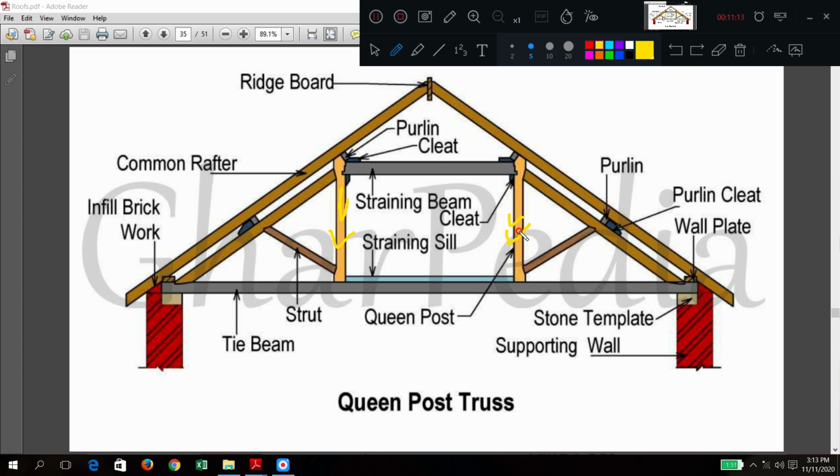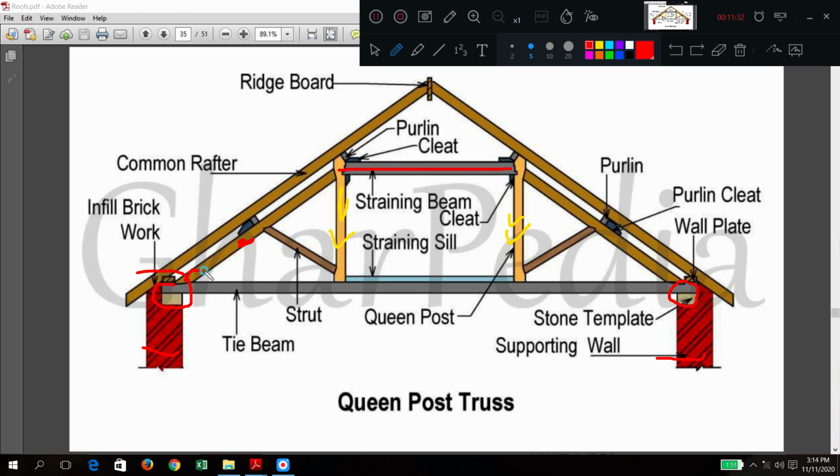Apart from that, what extra can you see? Regular things. What are the regular things? Try to name them. Wall, as usual. There is a bed plate or template. But can you see this principal rafter? The height is decreased here. The length is decreased. So here only it is terminated.